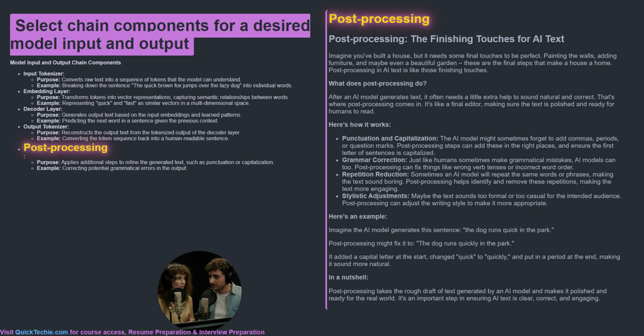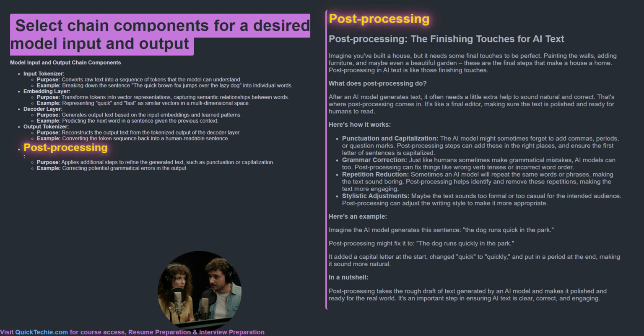Post-processing helps identify and remove these repetitions, making the text more engaging. Stylistic adjustments. Maybe the text sounds too formal or too casual for the intended audience. Post-processing can adjust the writing style to make it more appropriate.